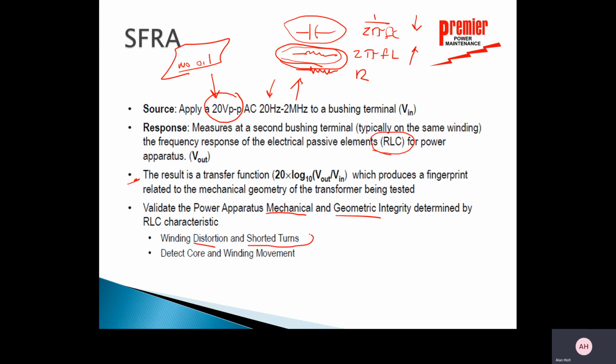So it'll tell you about winding distortion. It'll tell you about shorted turns. Now, other tests should be able to tell you about the shorted turns as well. It'll detect core and winding movement. Other tests won't necessarily do that.